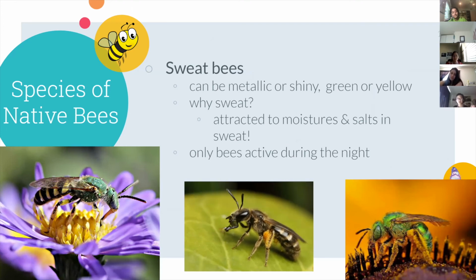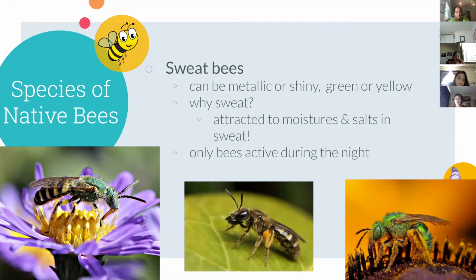Okay, so now I'll be talking about sweat bees, which is our last type of native bee that we'll be talking about. Sweat bees, as Tammy mentioned before, are called sweat bees because they're attracted to sweat, like human sweat. They're attracted to the moisture and the salt. So sometimes if you're outside and you're sweating, one might land on you and lick you, but it probably won't sting you unless you annoy it.